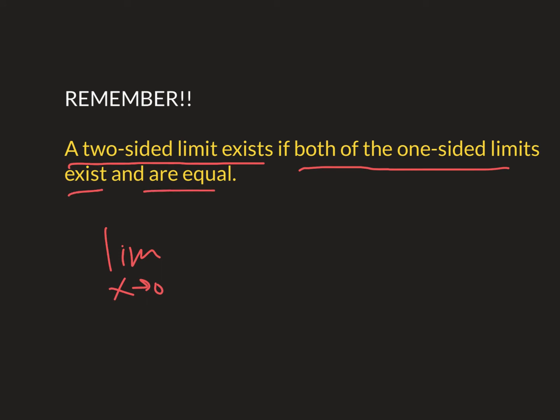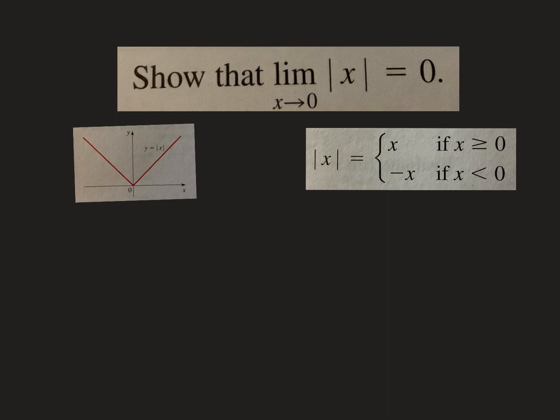Okay, so both of the one-sided limits, the left and right side, must both exist and they must be equal, or you can't do a two-sided limit. So I'm going to show you what I'm talking about there. Okay, here's a good example of that.